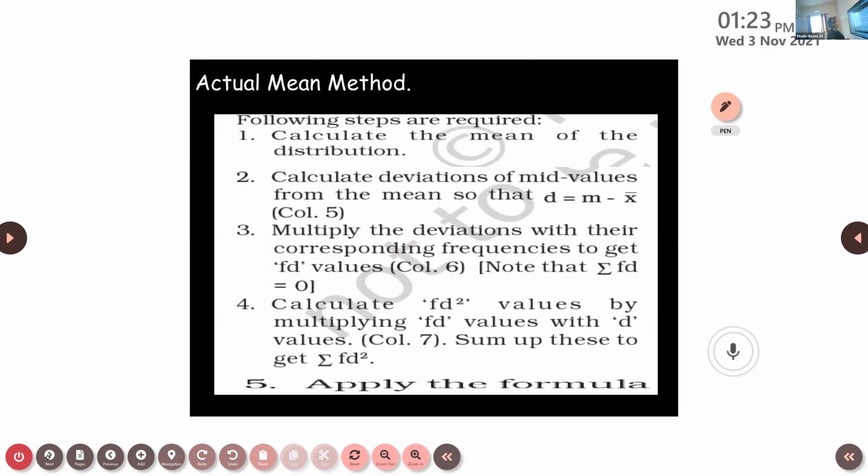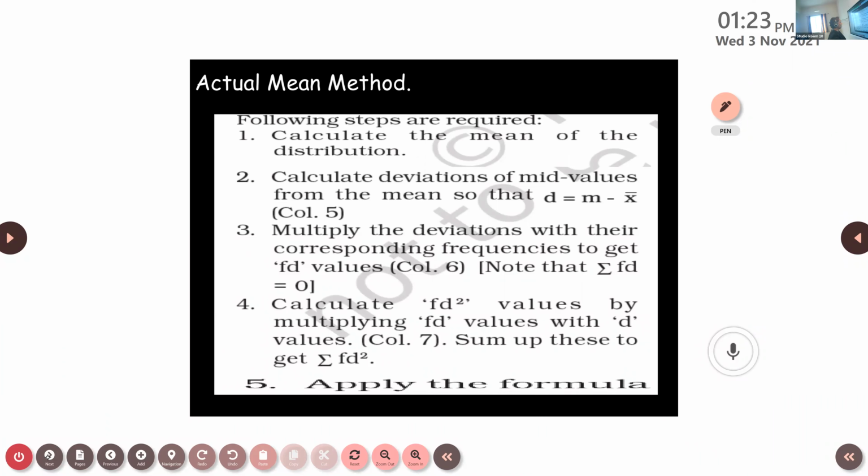After calculating the mean, you have to find the mid values in the next column. Then you have to take the deviation. In the sense, you have to find a next column, that is D. When you are finding D, how to find that? Mid value minus X bar. X bar is what now? Pranav, what is X bar? Mean. Okay.